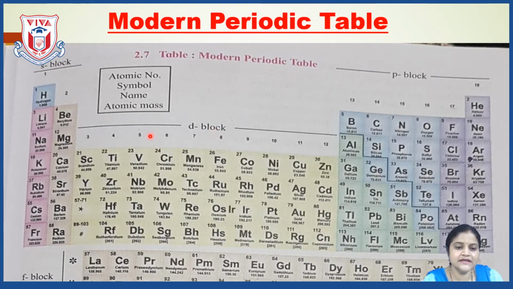So the second and the third periods each have 8 elements, and these two periods are called the short periods. Now coming to the fourth and the fifth period. Here you can see the fourth period has a total of 18 elements, and the fifth period also has 18 elements. Hence, these two periods are called the long periods.